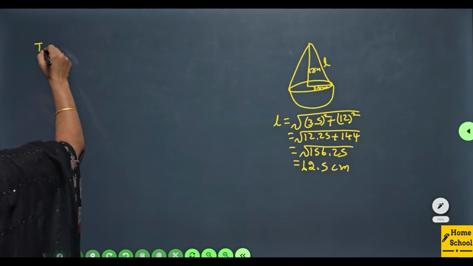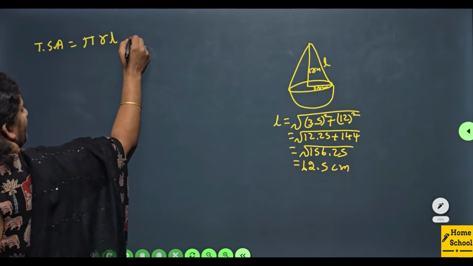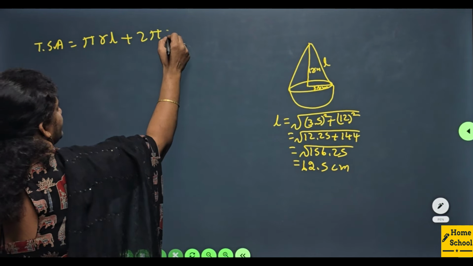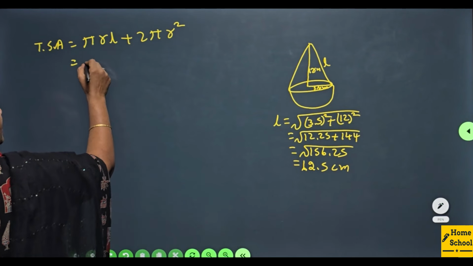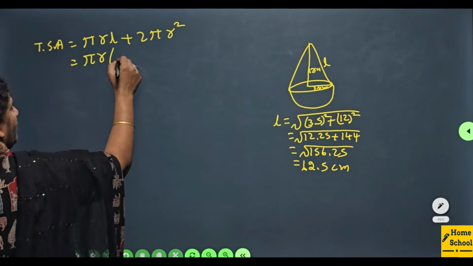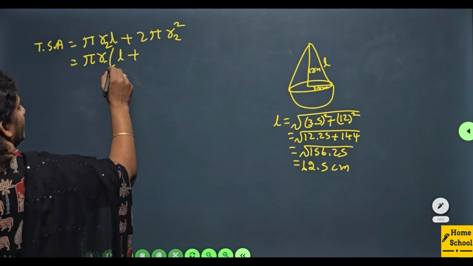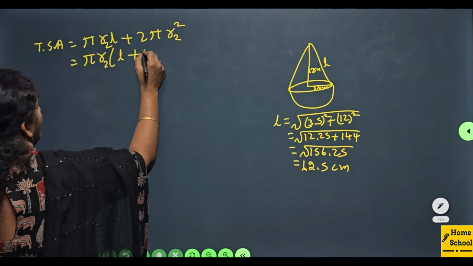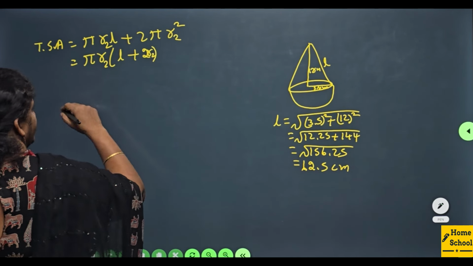Now, what is the total surface area of the solid? Formula pi r L plus 2 pi r square. So both the radii are the same. If you want, you can take out pi and r common. Pi r L plus r square, I think we have taken before r square, right? L plus 2 r square, 1 r square is left inside.